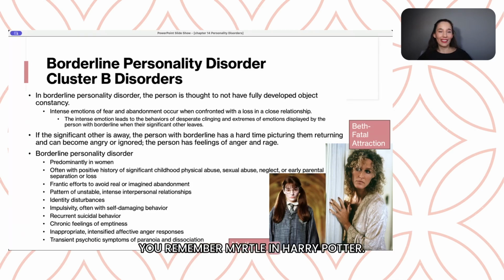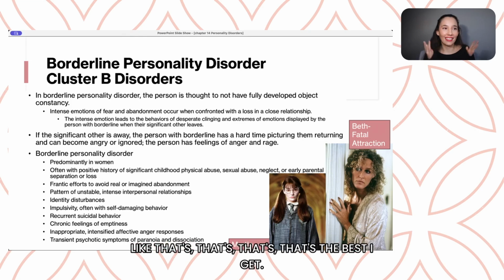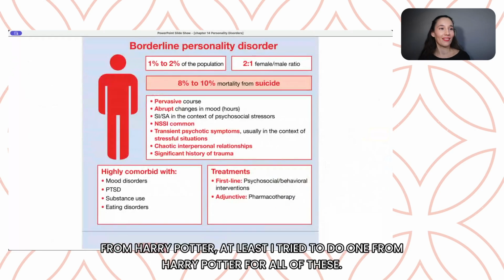You remember Myrtle in Harry Potter? She's like crying in the bathroom. She's like, "You're going to leave me." Like that's the best I get. Okay. From Harry Potter, at least. I tried to do one from Harry Potter for all of these.